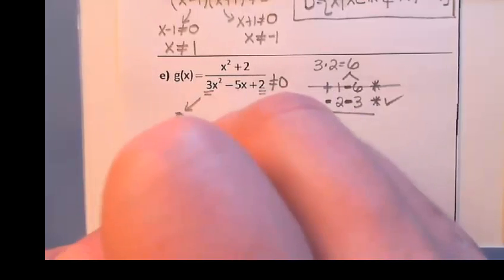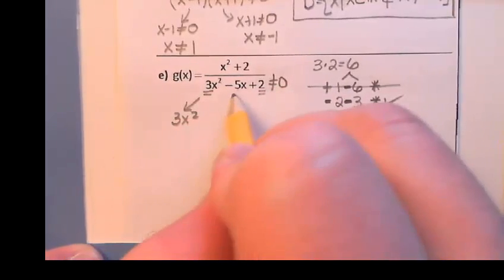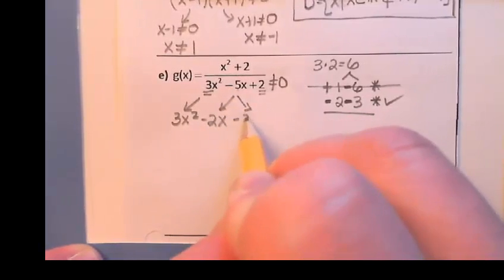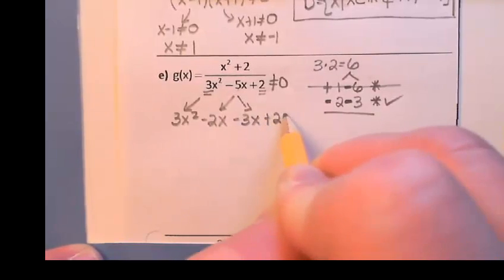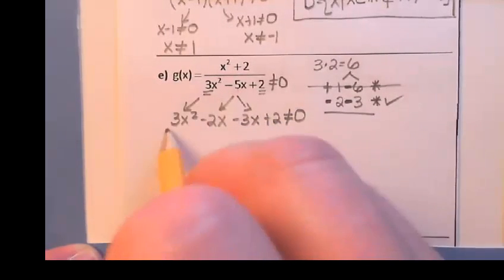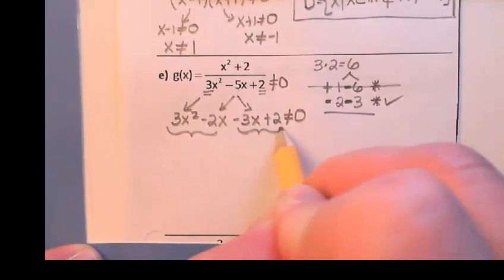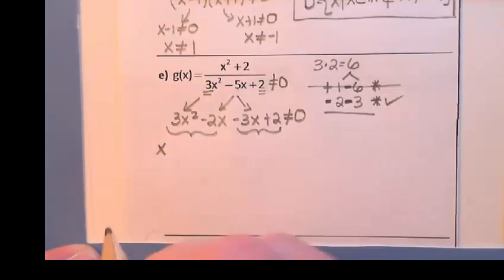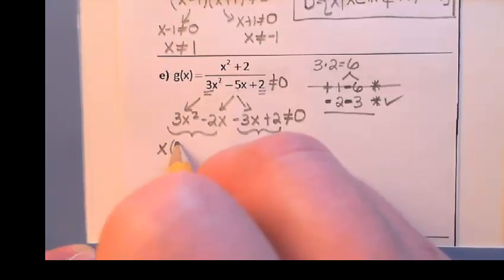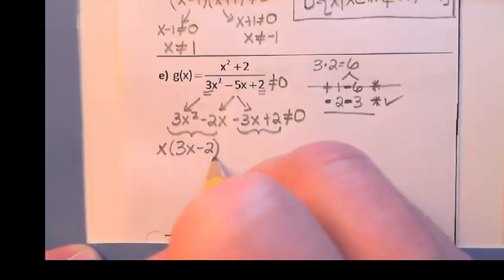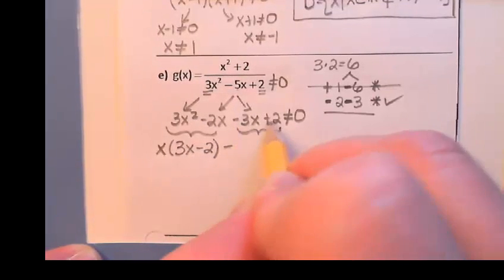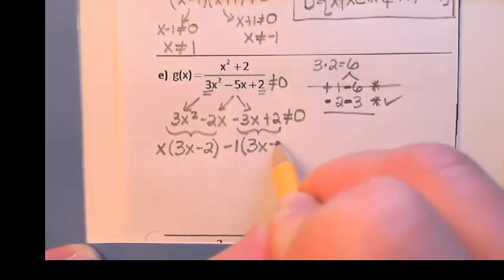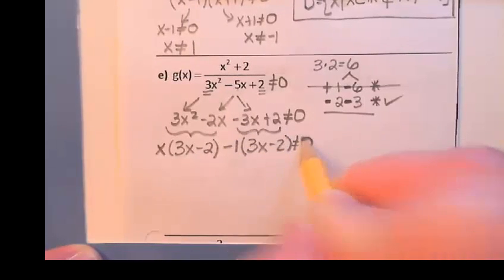So we're going to bring down the 3x squared. We're going to split the 5x as negative 2x minus 3x plus 2, different than 0. And now we're going to group them in pairs. What can I factor from the first two? I can factor out an x. So this would be 3x minus 2. Bring down the negative. What can I factor from these two? A 1. So this will become 3x minus 2, different than 0.